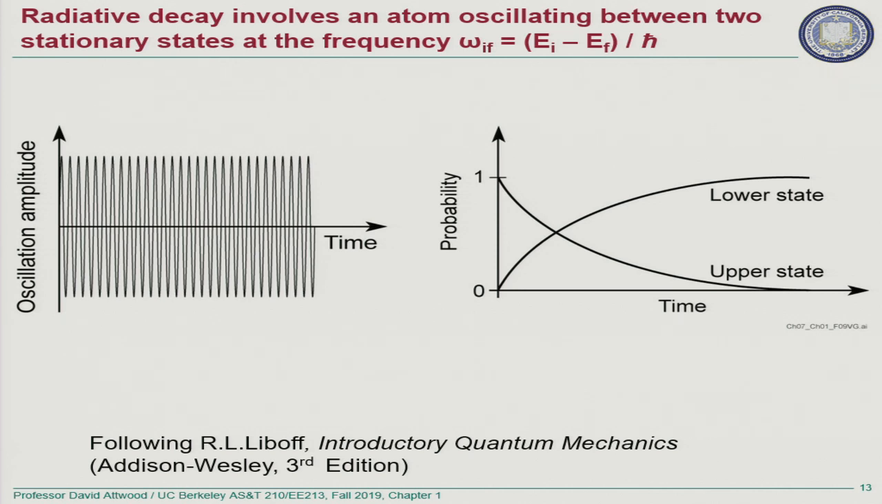Decay. So when you have something in one of these excited states, essentially it will oscillate between that state and the lower state. And over time, it will become overwhelmingly probable that it just ends up in the lower state, even if it starts out in the upper state.